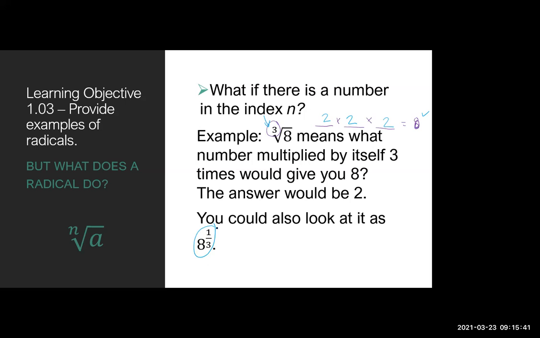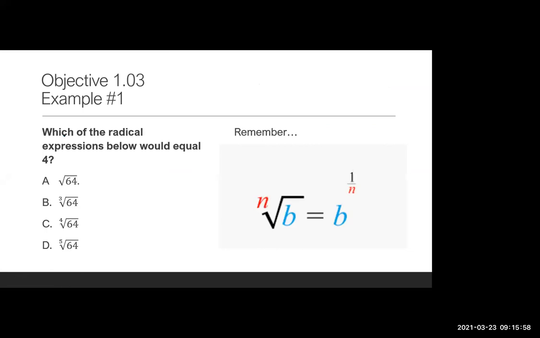So whatever that index is, that index tells us how many times the number has to multiply by itself to get the radicand. Remember, that's the number underneath the radical symbol. Okay, so let's take a look. Remember, after we talk about a concept, then I'll give you 2 to 3 different questions, the types that you might see with this concept. So, which of the radical expressions below would equal 4?